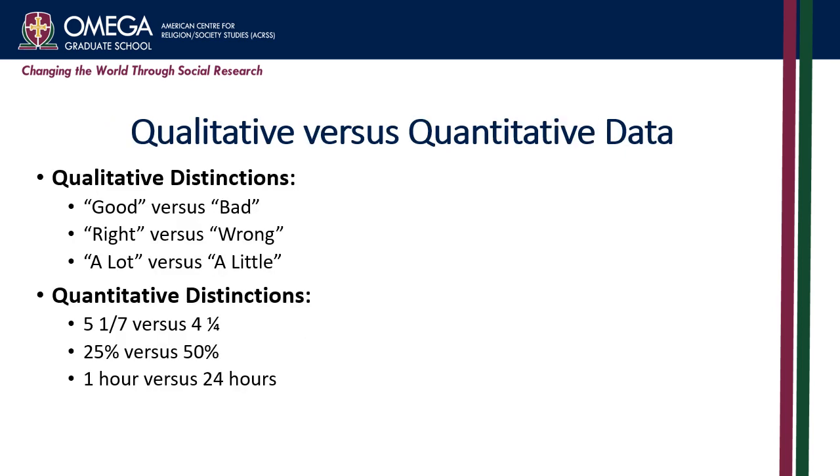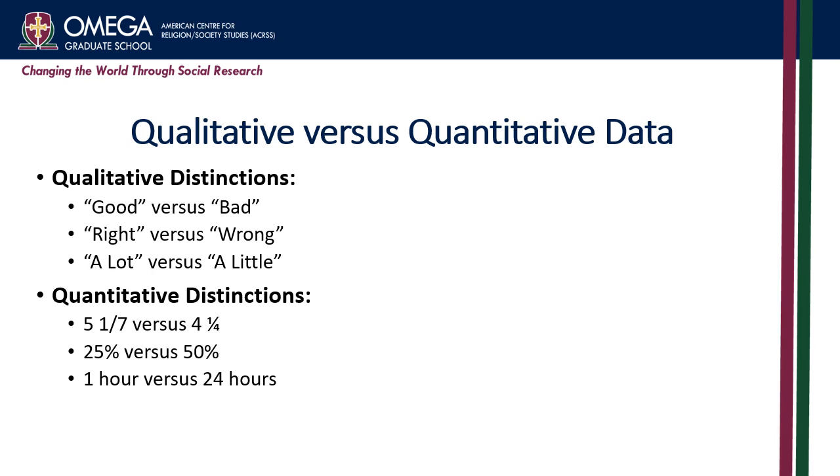At OGS, we will support both quantitative and qualitative research designs, but of course, because we're talking about statistics, we're going to be focusing on the quantitative aspect of research. So qualitative distinctions when conducting research ask things like, is this good or bad? Is this right or wrong? Is this a lot or a little? But quantitative, that is quantifying something in society, depends on numbers. So 5 1/7 versus 4 1/4, or 25% versus 50%, or 1 hour versus 24 hours.